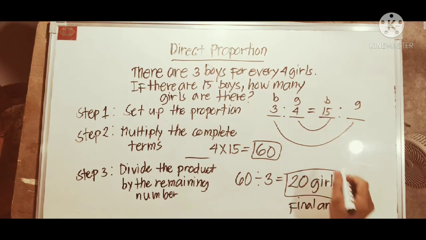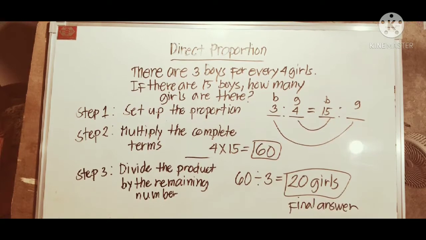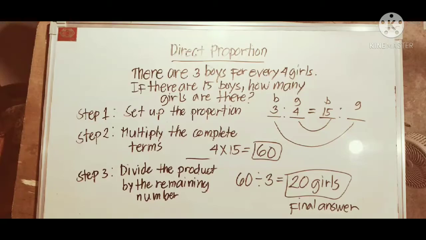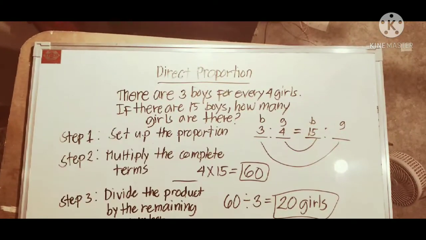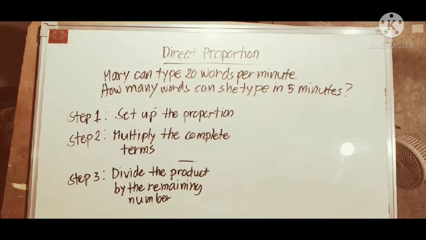So ngayon, let's have the third example. Mary can type 20 words per minute. How many words can she type in 5 minutes? So let's try to tell whether this is a direct proportion problem or not. So let's do step 1. So set up the proportion, one ratio there equal to another ratio over there. So our ratio will be, the label will be words per minute.